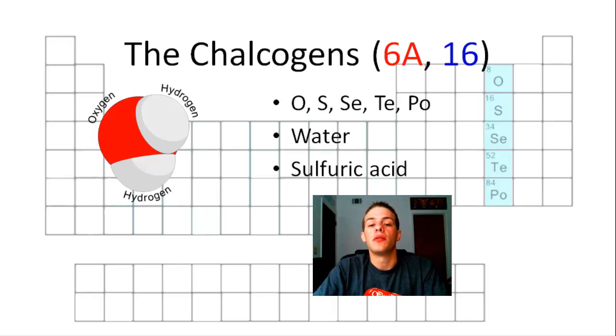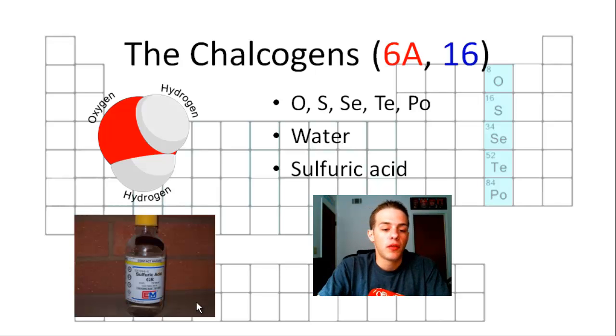Sulfuric acid is very important industrially. I think an estimated 85% of all of the naturally occurring sulfur that we can get our hands on is turned into sulfuric acid, which is used very much on the industrial scale. So that's pretty much it for the chalcogens. There's a bottle of sulfuric acid right there.